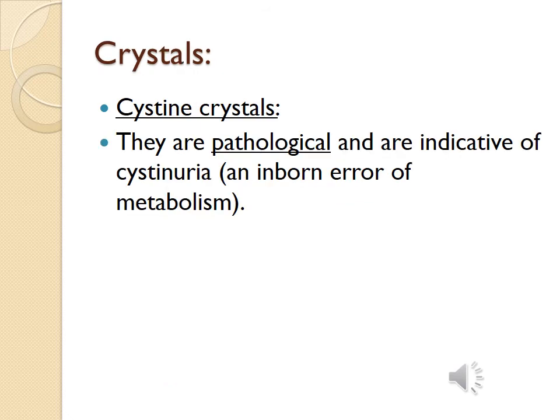The last type of crystal is cystine crystal. Cystine crystals are not found in normal urine. If we find cystine crystals in urine, this is pathological and they indicate a disease called cystinuria, which is an inborn error of metabolism.